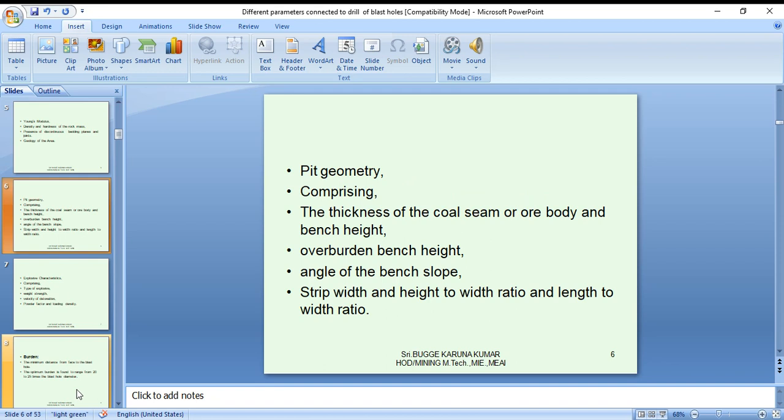Pit geometry is one of the important factors, comprising the thickness of the coal seam or ore body and the bench height. How much depth a hole is supposed to be drilled also depends on the bench height. If the bench height is more, your drilling capacity is less, and further development will be affected. Overburden bench height, angle of bench slope, strip width, height to width ratio, and length to width ratio are also important factors.